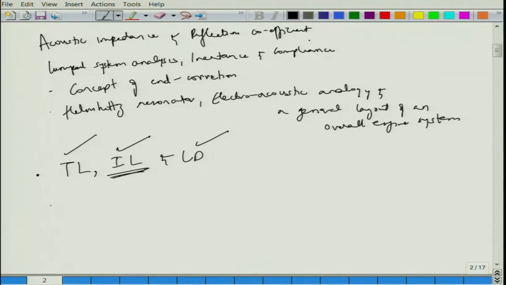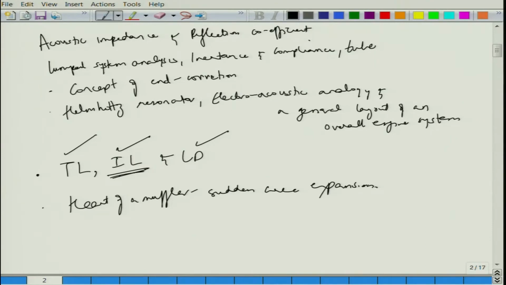And then we did a lot of lumped system analysis, lumped analysis of a tube, and then the heart of the muffler, that is your sudden area expansion.